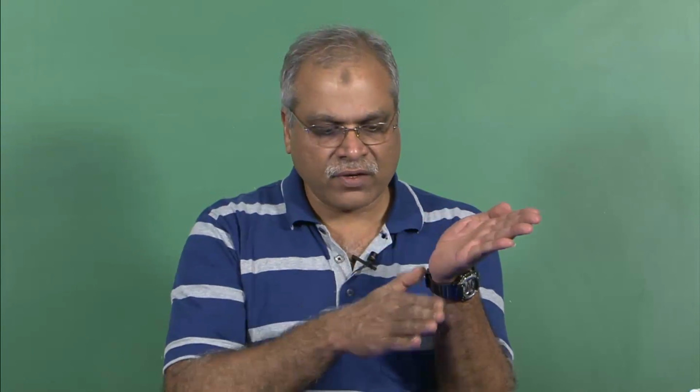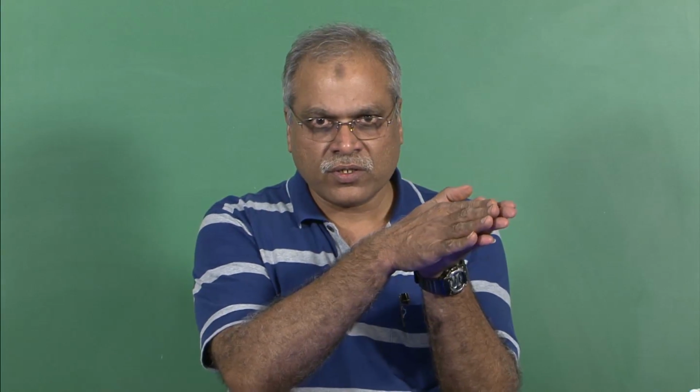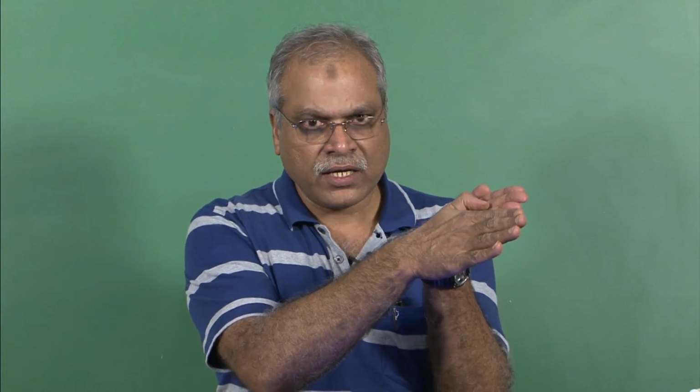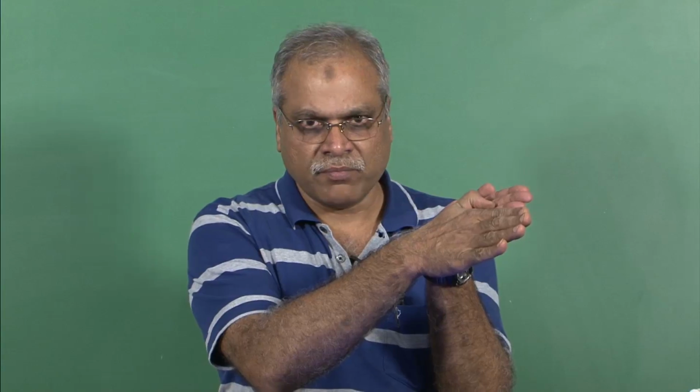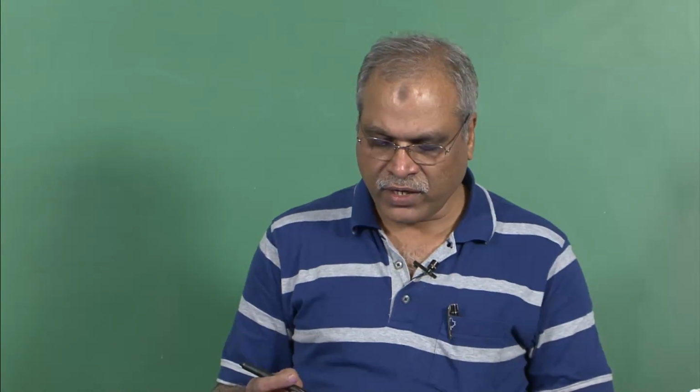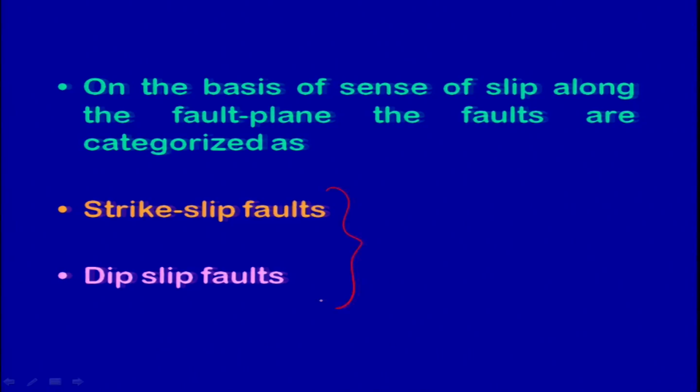And you may have a combination of both, in the sense that you will have the movement along the strike as well as along the depth, and that type of faults where we have the combination of these two are termed as oblique slip faults.